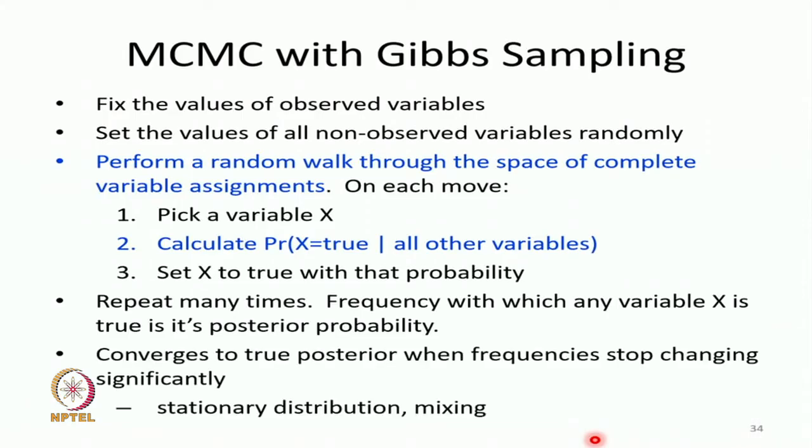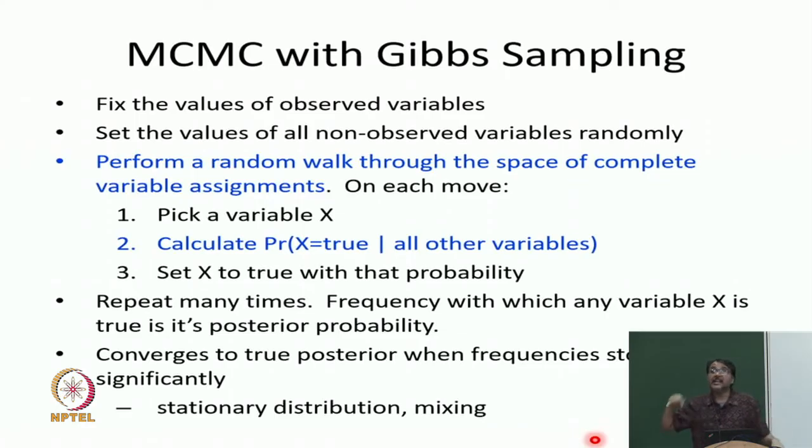And believe it or not, this converges to the true posterior distribution when frequencies stop changing significantly. However, because we have started from a specific start state, initially my samples will be highly biased. So, I will get rid of the initial 100,000 samples, or order log n samples or something like this. And there are theoretical properties on how many samples it takes to get to this Markov chain getting mixed.